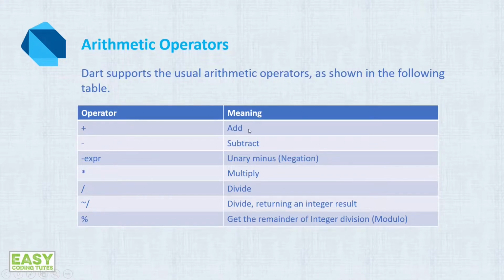So plus is for add, minus is subtract, minus expression is unary minus, star is multiply, slash is divide, and tilde slash is divide, returning an integer result. Percentage is modulo, so it gets the remainder of an integer division.